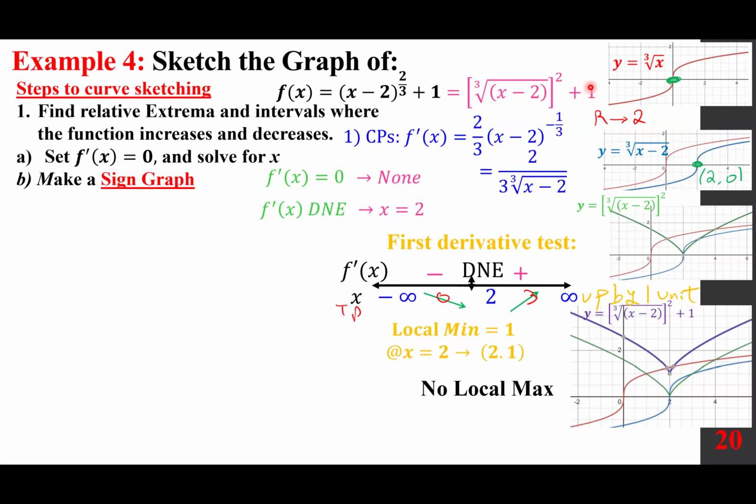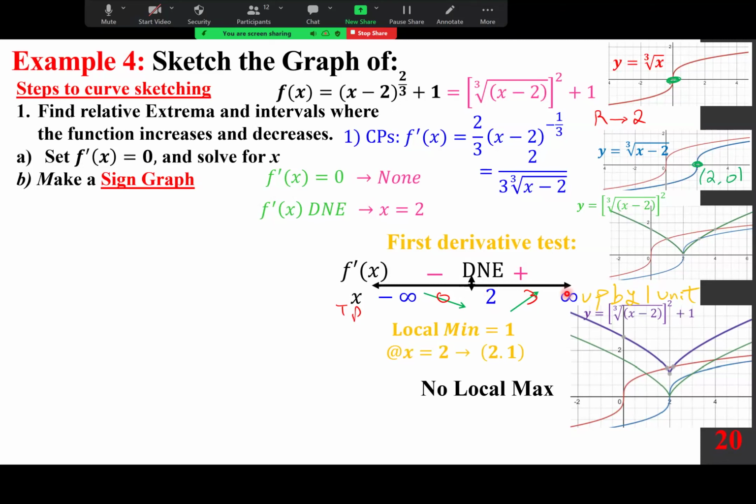Where is the function decreasing? Where is the function increasing? It's increasing here from 2 to infinity. Is decreasing here because we have a negative sign from negative infinity to 2.